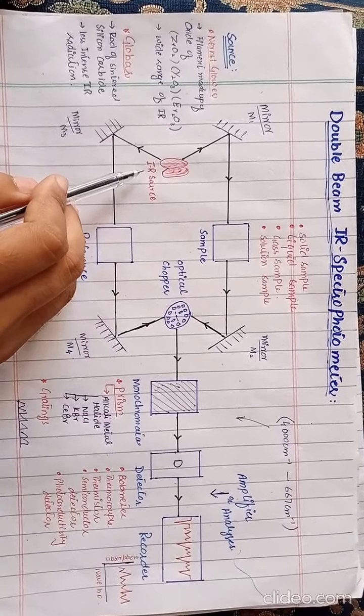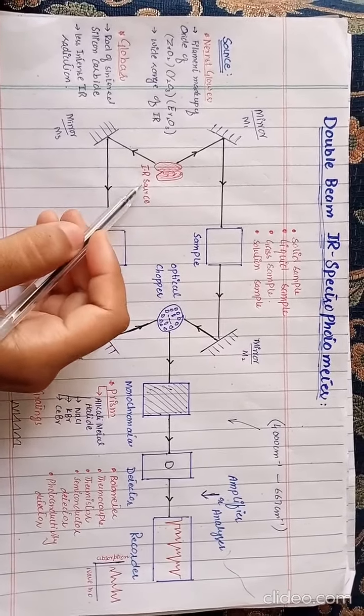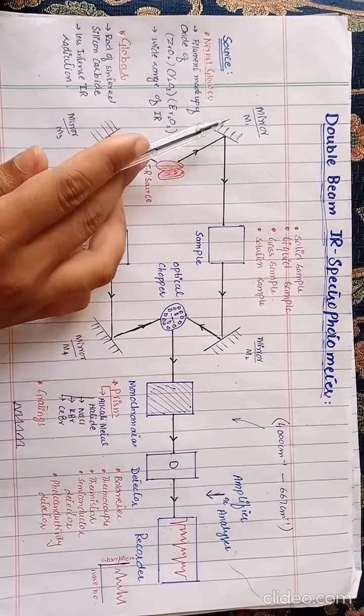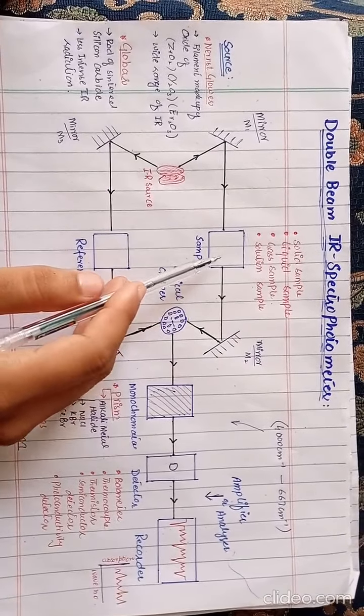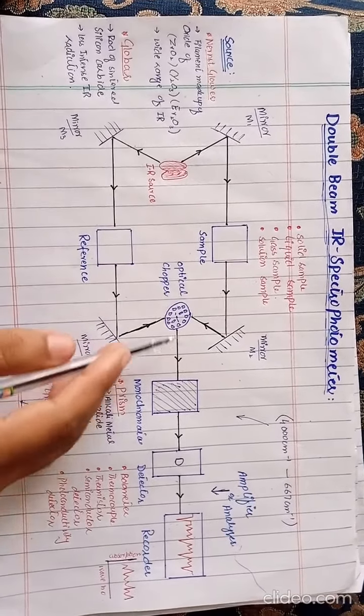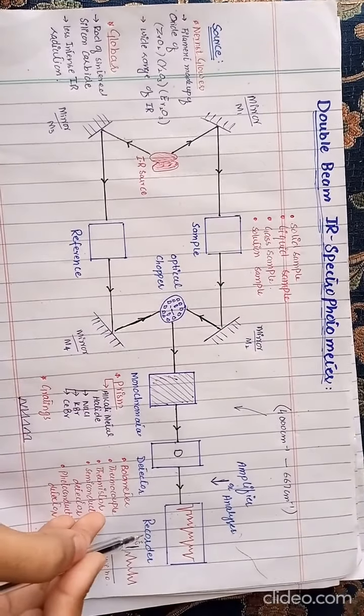The number one component is the IR source, meaning the infrared source, then four mirrors named M1, M2, M3 and M4, the sample, the reference, the optical chopper, the monochromator, the detector and, at last, the recorder.